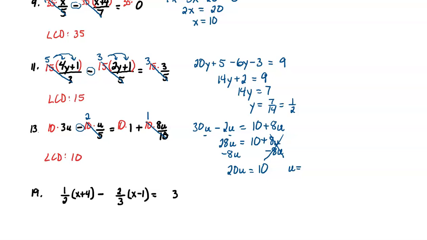20 times 1/2 is equal to 10. Therefore, u is a half.